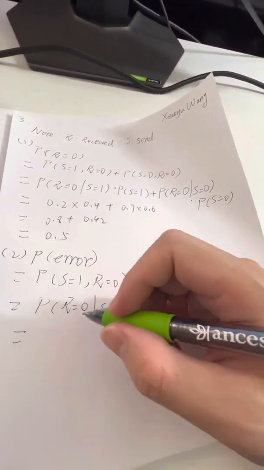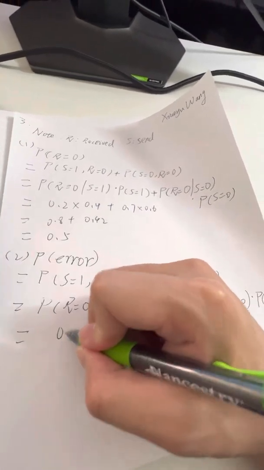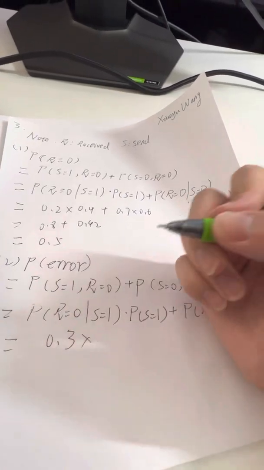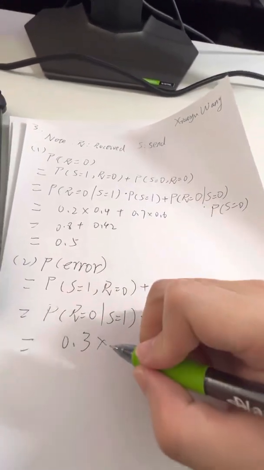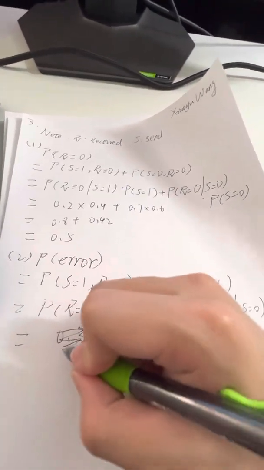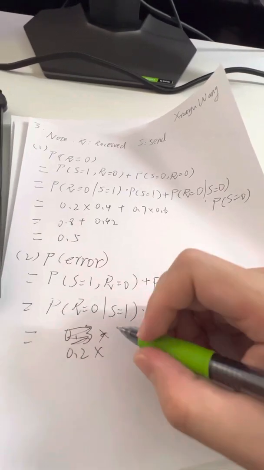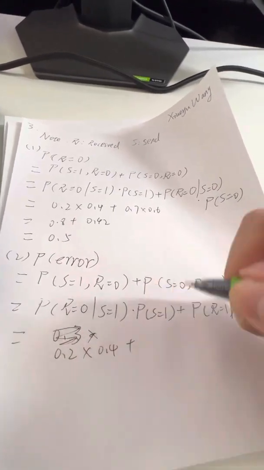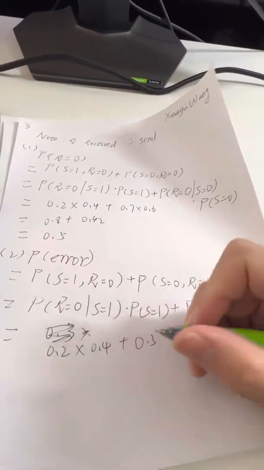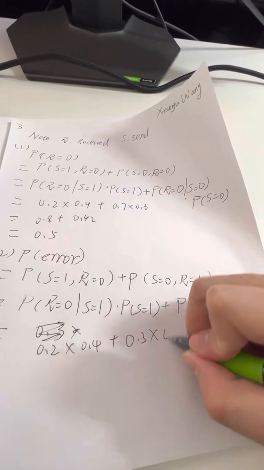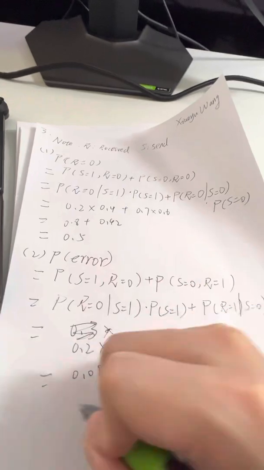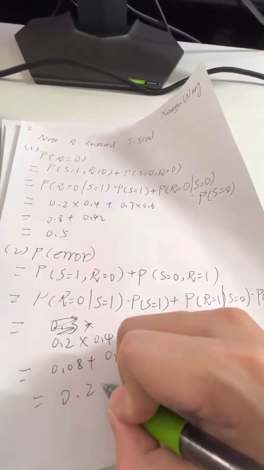here it is 0.3 plus 0.3, plus 0.2, plus 0.4 multiplied by 0.4, and 0.3 multiplied by 0.6, and the final answer is 0.26.